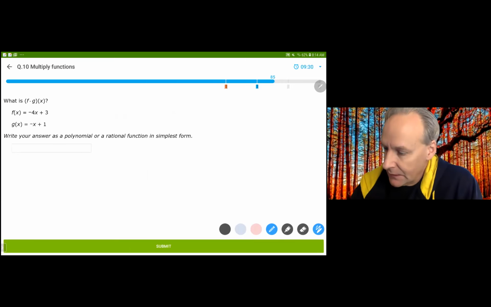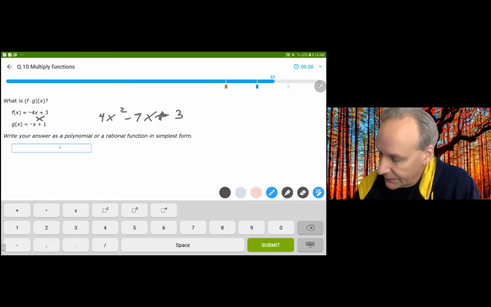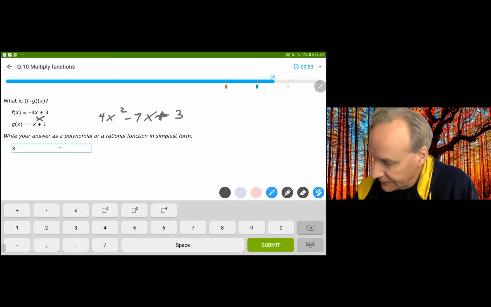Shall we try it again? It's a negative times a negative, which is a positive 4x squared. Look at your middle terms, minus 3x and minus 4x. That's minus 7x. And then we have a plus 3, sorry. There we go. Actually have to multiply correctly. That's a plus. Keep messing that up. All right, so 4x squared minus 7x plus 3. Yep.